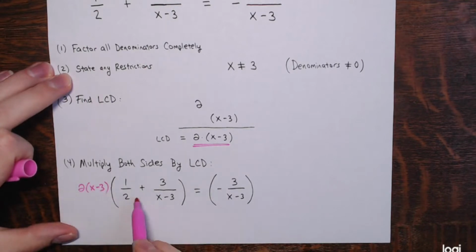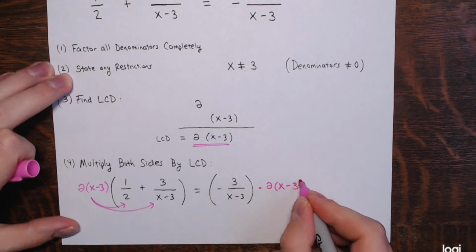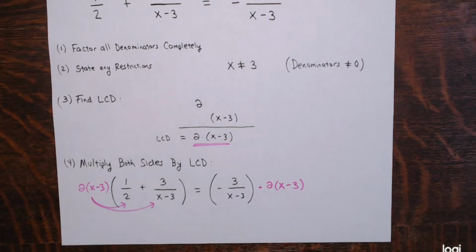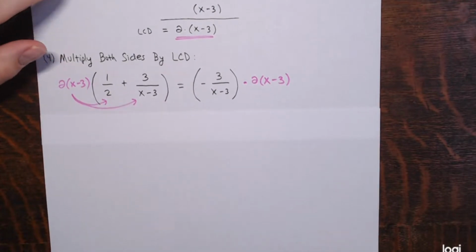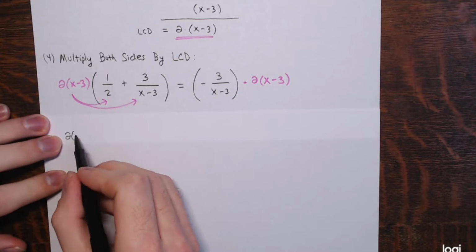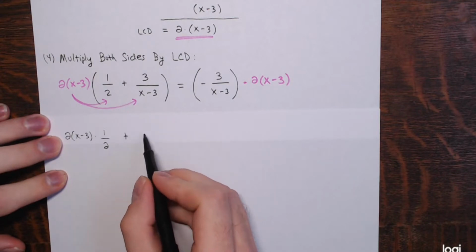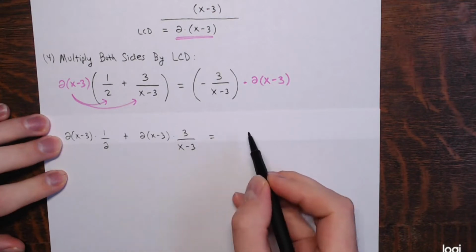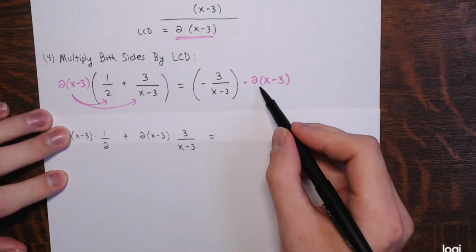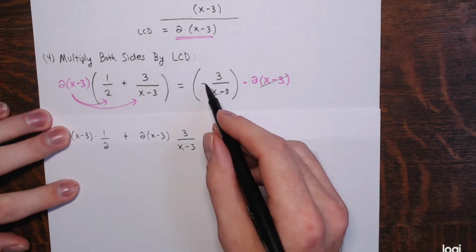Now on the left side, I'm going to be distributing. There are 2 terms. Each of those gets multiplied by the LCD. On the right side, there's just the 1 fraction, just the 1 term. And again, the whole reason for this is to get rid of the denominators. You'll see that when I'm done with this, all the denominators should be gone. So I have 2 times x minus 3 times 1/2 plus 2 times x minus 3, the LCD, times 3 over x minus 3 equals, and then over here you can very easily see the x minus 3's canceling. There's a factor of x minus 3 in the numerator and denominator. I'm left with just negative 3 times 2, or negative 6.